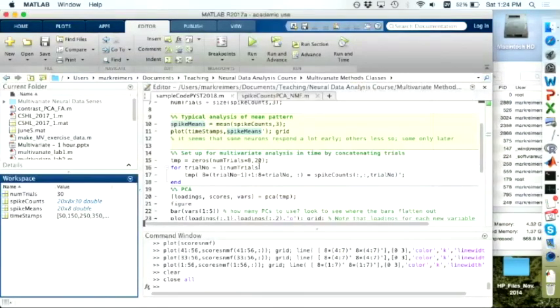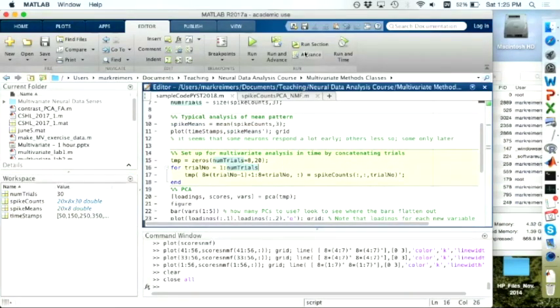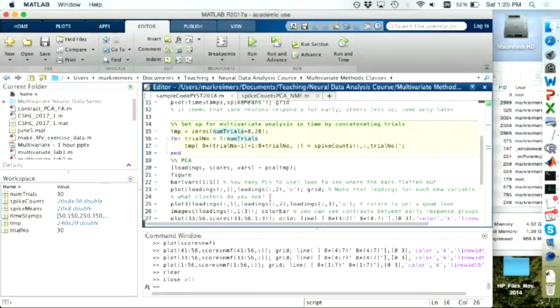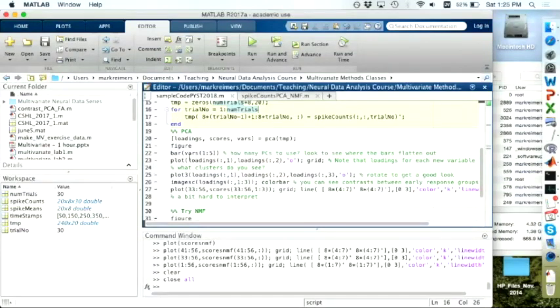So what I'm going to do to first set this up for multivariate analysis is to concatenate all the trials. So instead of a three-dimensional array, I'm going to make this into a two-dimensional array, and there's a fancier way to do this with permute, but I won't. Okay, now let's do principal components analysis.